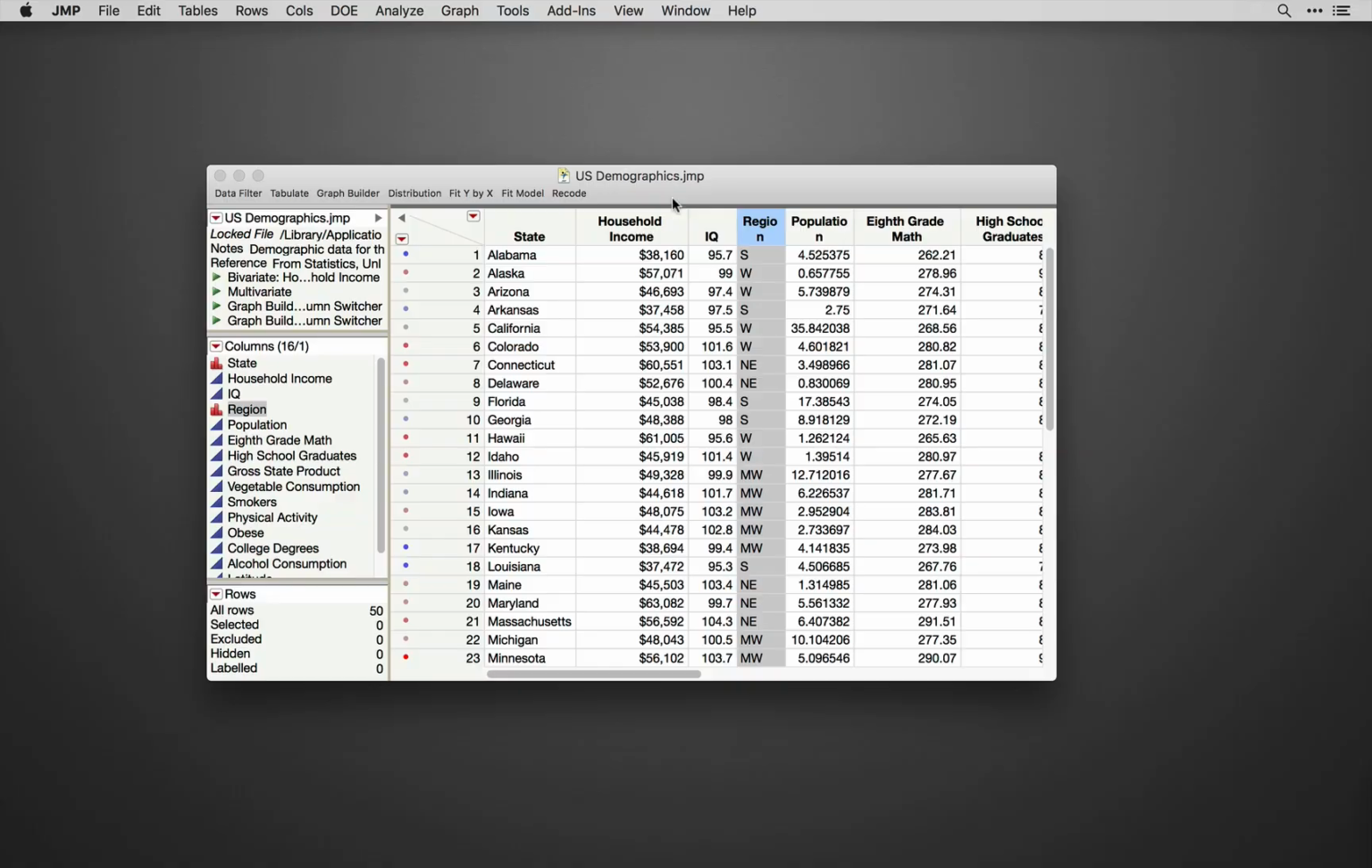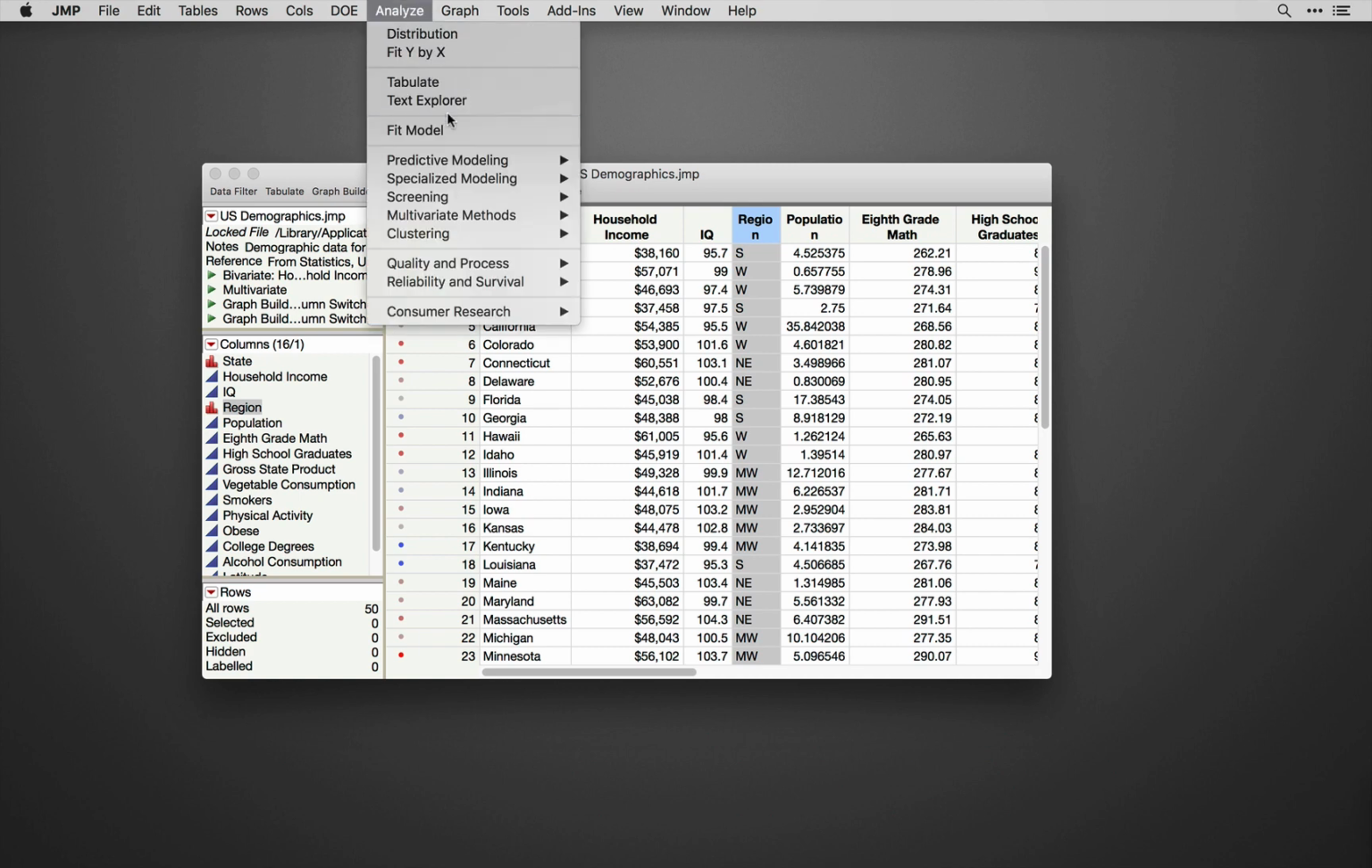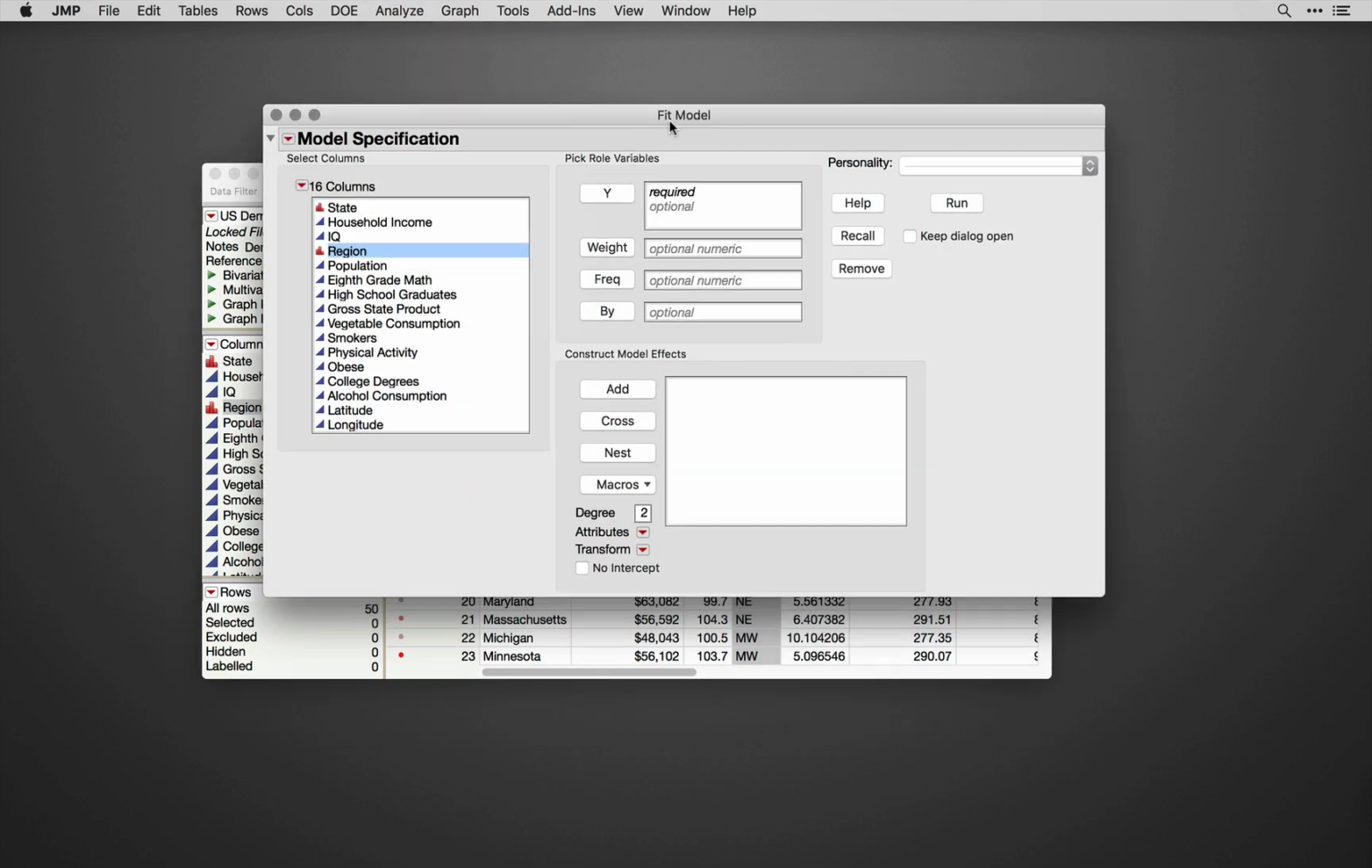So let's first take a look at how we're going to get to using a linear contrast. And then we'll talk a little bit about what they do, a little bit about the math behind them, but then really about the application of them. So to start, we're going to use fit model. Fit model is the only place in JMP where you're going to be able to do a linear contrast. And in fit model, what we're going to do is specify a basic model. We can do it as a simple one-way ANOVA to start.